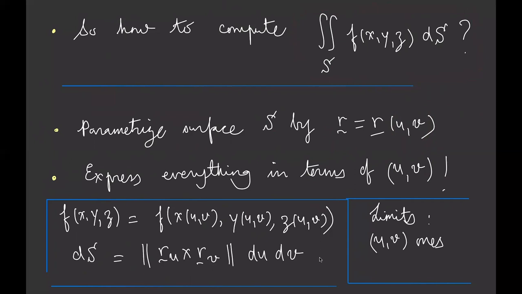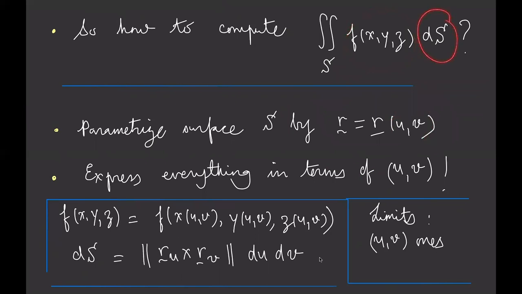So what do I mean by everything in the integral? Well, I've got this integrand first. That integrand, I write it in terms of u and v. I can do this because I presumably know what this parameterization is. So I know what x is as a function of u and v, and so on. So I can write this completely in terms of u and v. So that part is done.